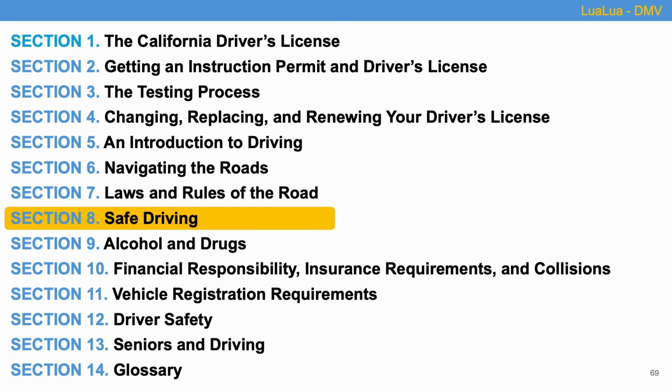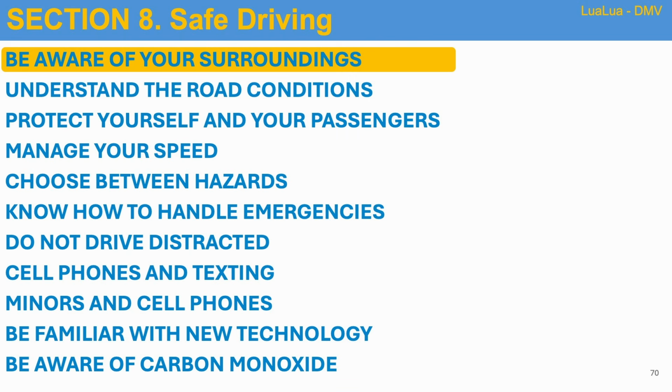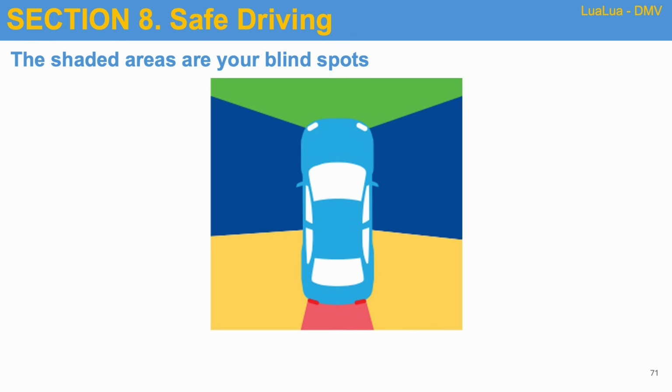Section 8. Safe Driving. Be aware of your surroundings. To drive safely, you need to know what is around you. This helps you make good decisions and react to hazards on the road. This image shows the areas around your vehicle. Green, ahead of you. Blue, next to you. Yellow, blind spots. Red, behind you.